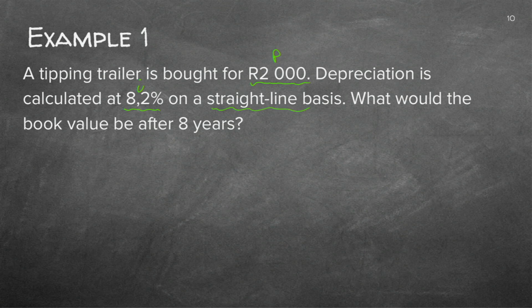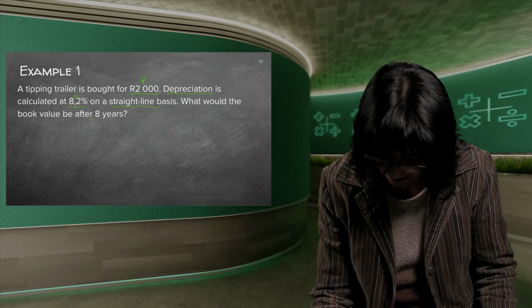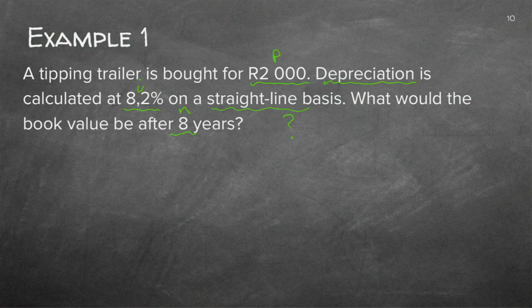Now, I hope you know by now that simple interest is straightforward. That's why we call it a straight line basis. Straightforward, straight line, simple interest, all with the S. And that's why we also saw a straight line on your graph. But it's now depreciation. So if it's depreciation, it's going to decline with a straight line. What would the book value be after 8 years? So there's my N. So what are they asking? What would the book value be after 8 years?